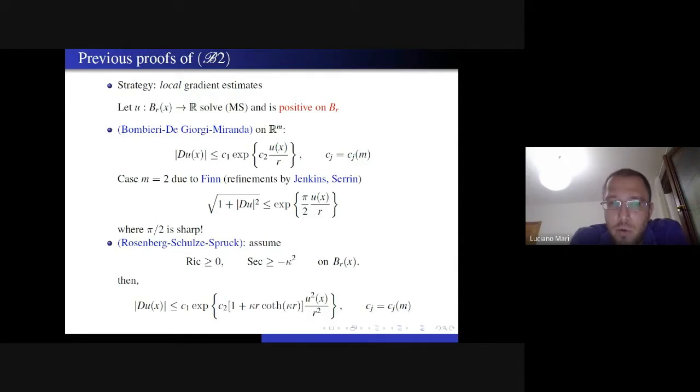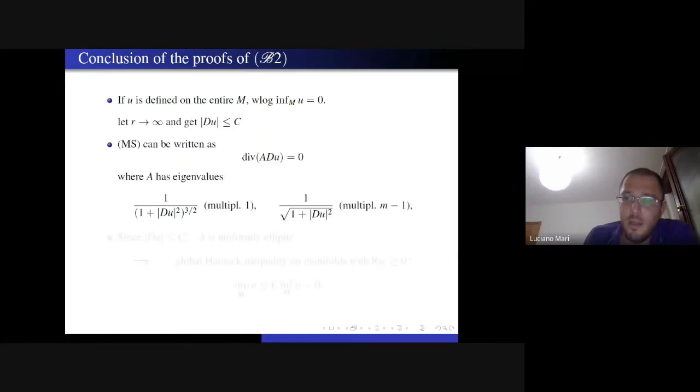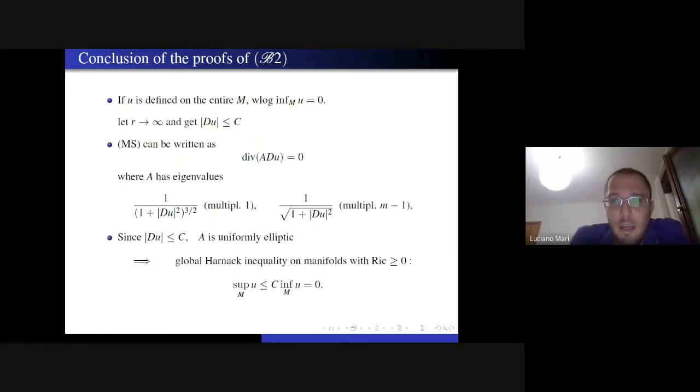So what can be proved from their gradient estimate is that a positive entire graph has bounded gradient. So what's the end of the argument that allows to conclude that u is constant? Well, u is defined on the entire manifold, and we assume u is positive or non-negative. So without loss of generality, we assume that the infimum of u is 0. Okay? So we let R go to plus infinity, and we get that the gradient is bounded.